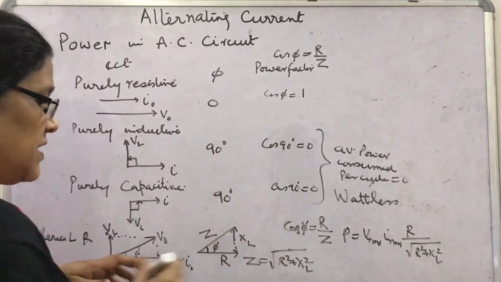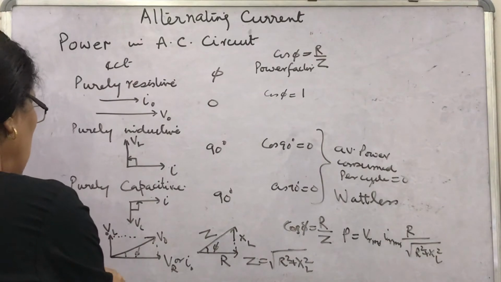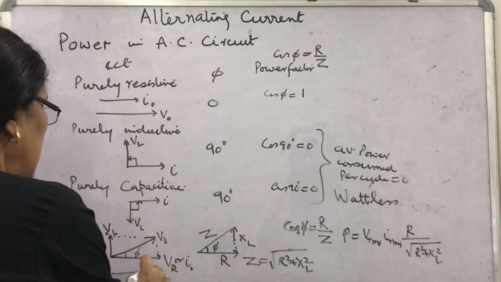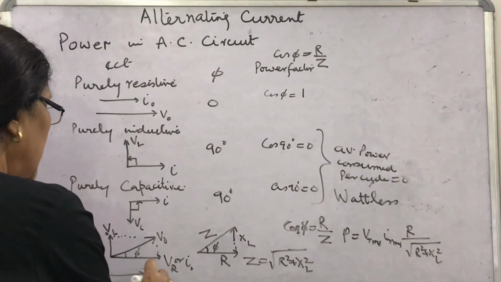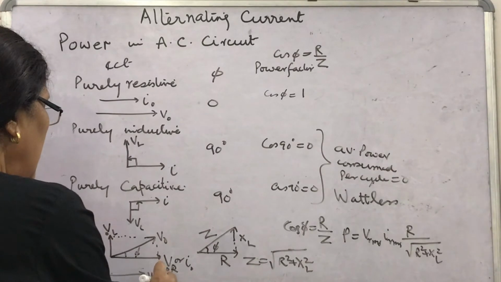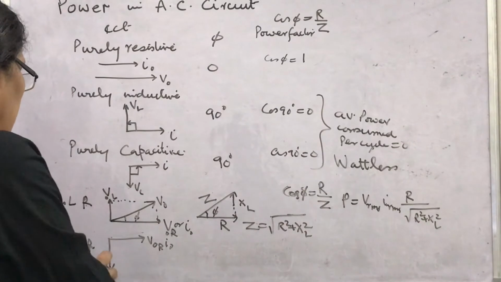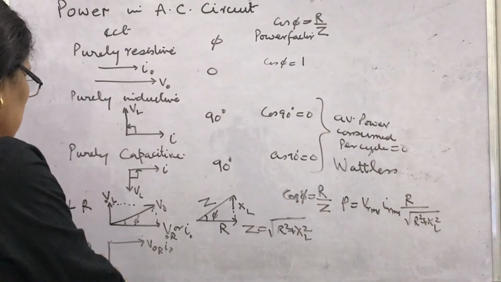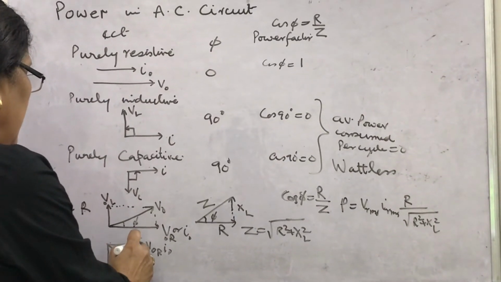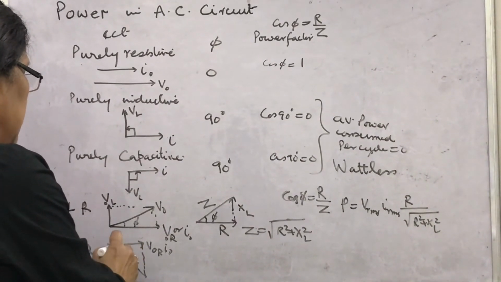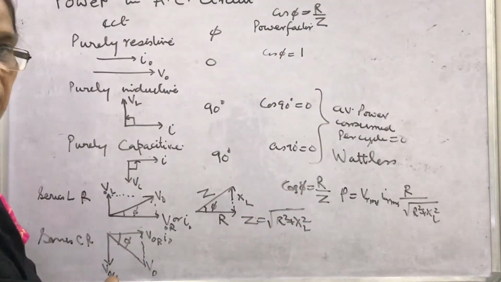In the same way, the series CR circuit is different. You will find this is the current and voltage in the same direction; you can take V naught R or I naught, and since voltage lags behind the current in the CR circuit, this is V naught C, and this is the direction of the resultant voltage V naught at an angle phi.